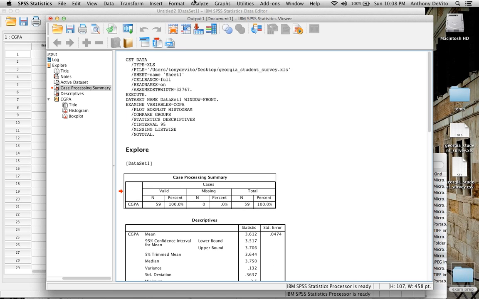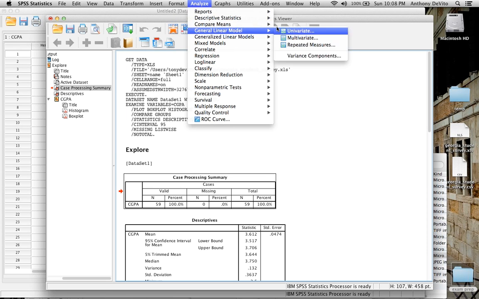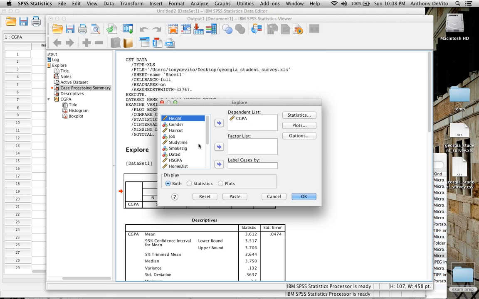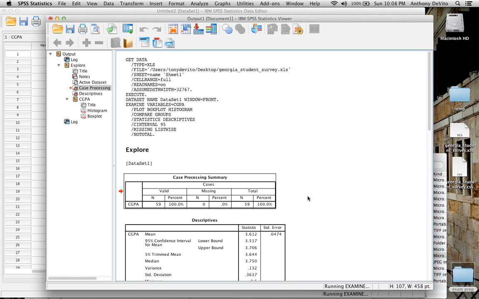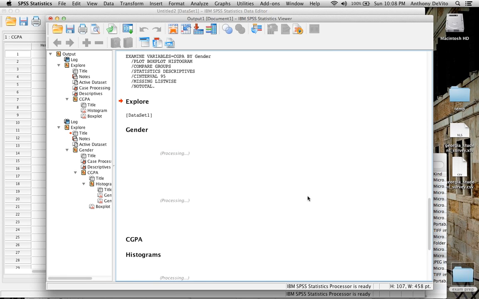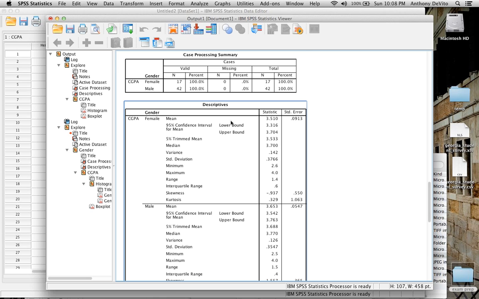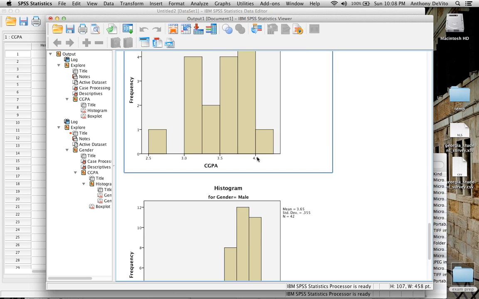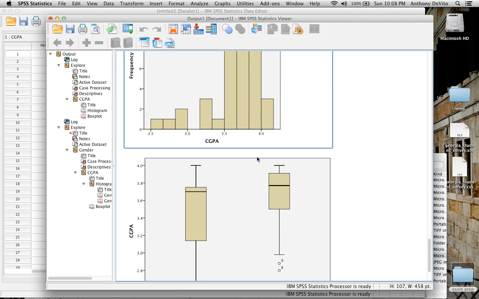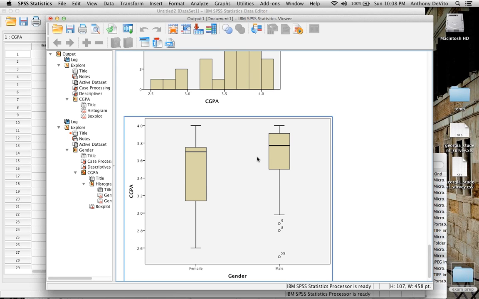Okay, so now one of the things I can do is go back into descriptive statistics, explore, and say, let's factor this by gender. Let's separate it into males and females. And I'm going to leave all the functions the same. And sure enough, now it gives me data for females and for males. It gives me a histogram for females, a histogram for males, and side-by-side box plots for males and females. And the way it looks here, it looks like most females are doing better than most males.